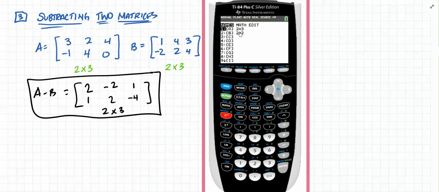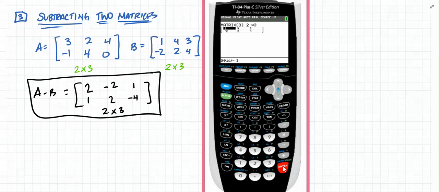All right, let's enter B as well. So let's go over to the edit button, go down to option 2, and enter in your 2x3. So 2, enter, 3, enter. I want to enter all of these. So I'm going to go 1, enter, 4, enter, 3, enter, -2, enter, and then 4, enter. Oh, I did something wrong. Oh, I forgot my 2. Thanks. 2, enter, and then 4, enter. Okay, make sure you take your time and do it right. Otherwise, you're going to mess up your math.